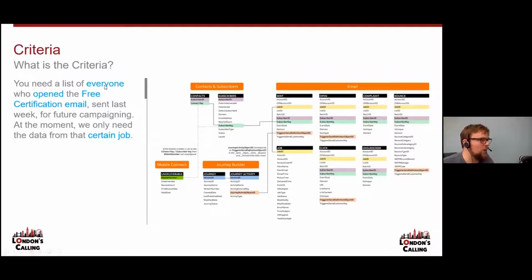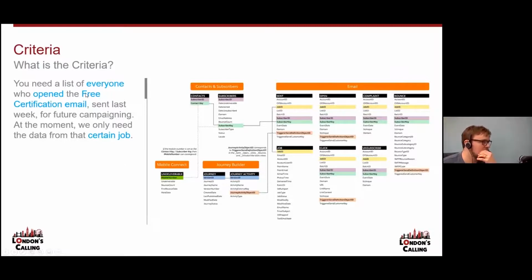For example, for everyone, I'm going to get everyone from a data view table called Subscribers. Essentially, this is a table that holds all our subscribers within Marketing Cloud, so that will contain everyone. Opened will simply refer to the Opened data view table. So there are the two data view tables I need.